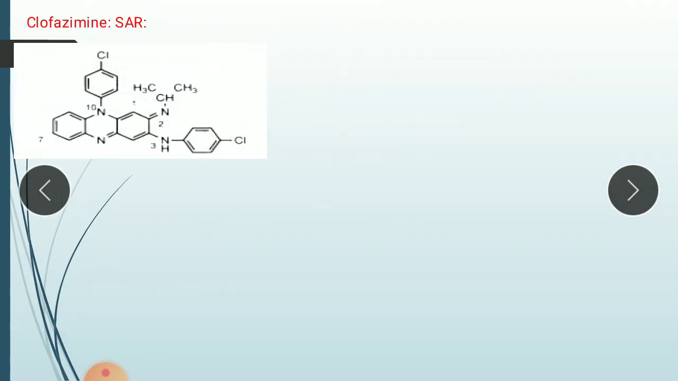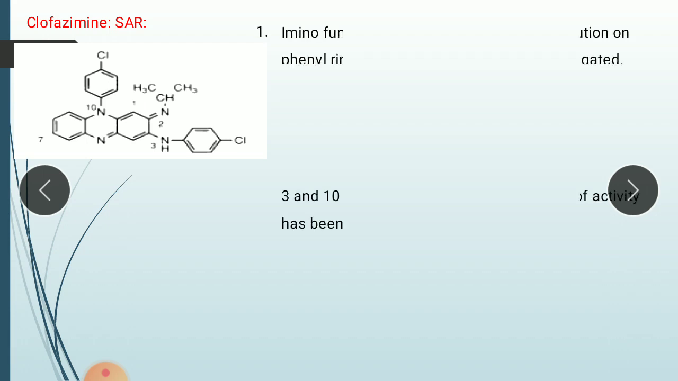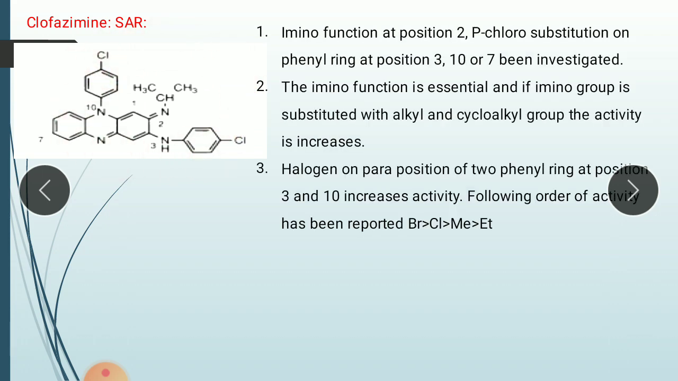Now the next drug is clofazimine. This is the structure of clofazimine, with numbering 1, 2, 3; here is 7, here is 10. Then the SAR. First point, imino function at position 2. Imino function means this nitrogen attached with a double bond. Then para-chloro substitution on the phenyl ring: there is a para-chloro substitution here and here also, at position 3, position 10 and position 7.